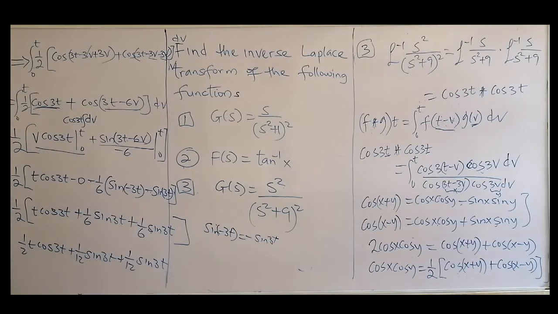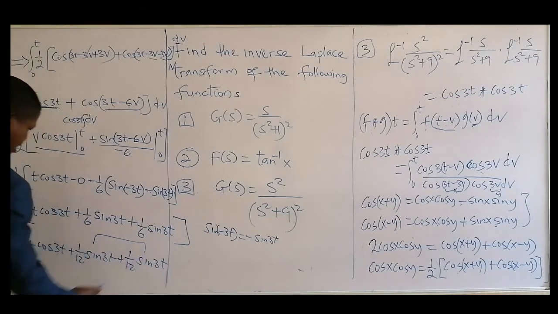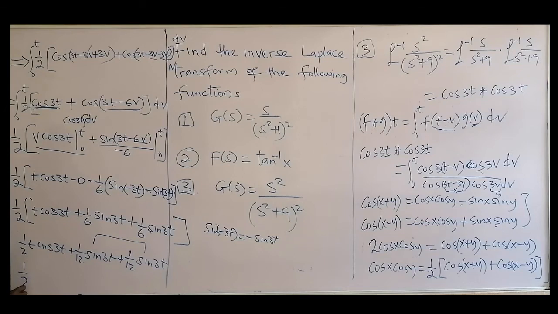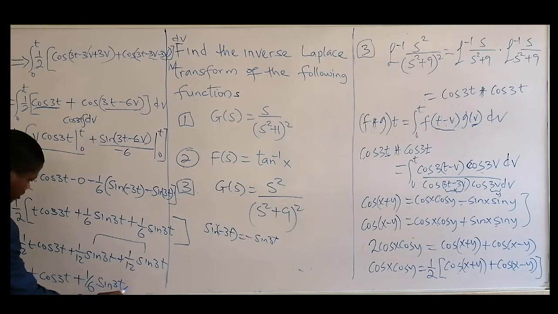So we can do the addition, since these can be combined together. That's one half t cos 3t, then 1 over 12 plus 1 over 12, that's plus 1 over 6 sine 3t. So that's the answer for that.